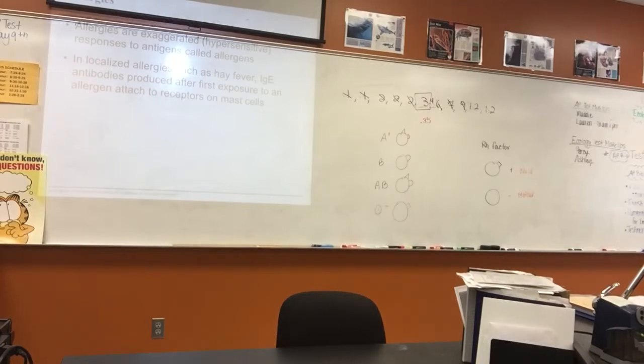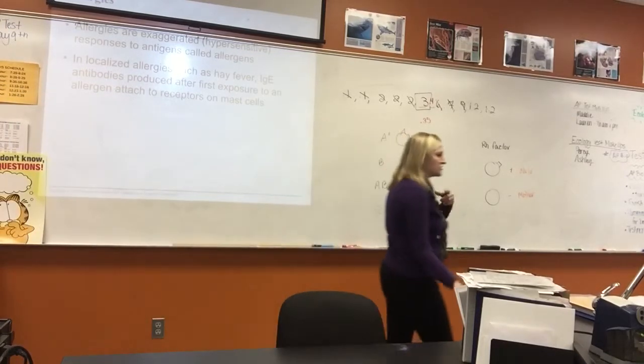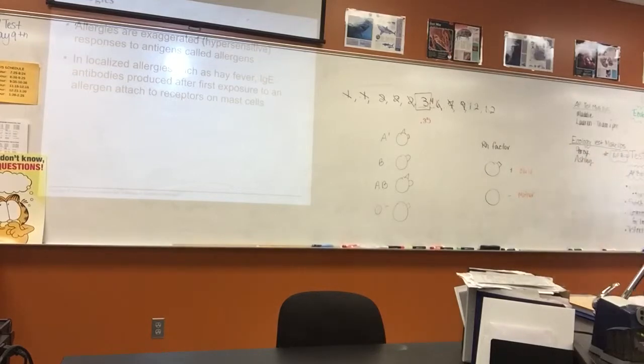But what an allergy is, an allergic response, is an exaggerated response to antigens that we call allergens. So allergens are just things in our environment that have antigens on the surface of them that for some reason some people have an exaggerated response to. An example of an allergen would be a pollen grain. A lot of people will have different allergies to different types of pollen. It could be a molecule in certain types of food. A lot of people have peanut allergies, and so on.